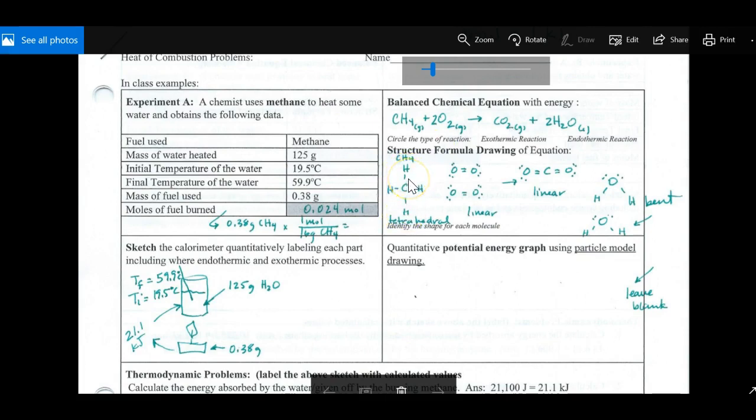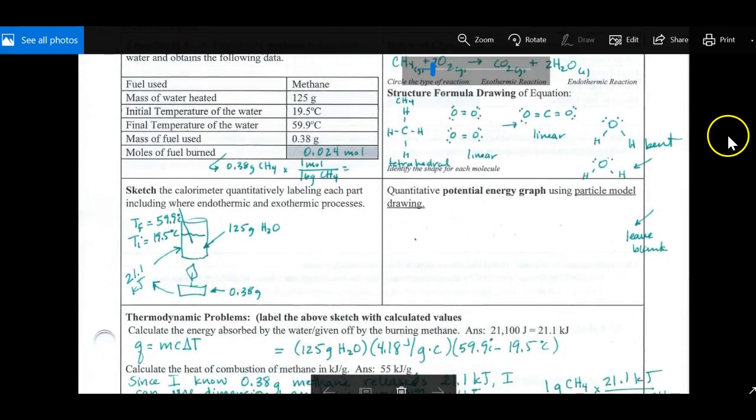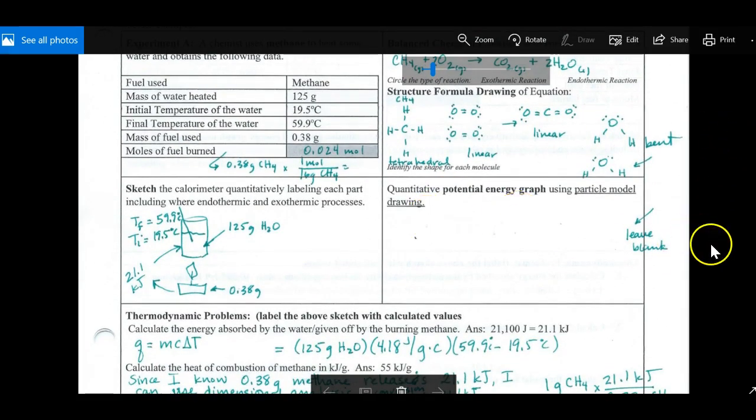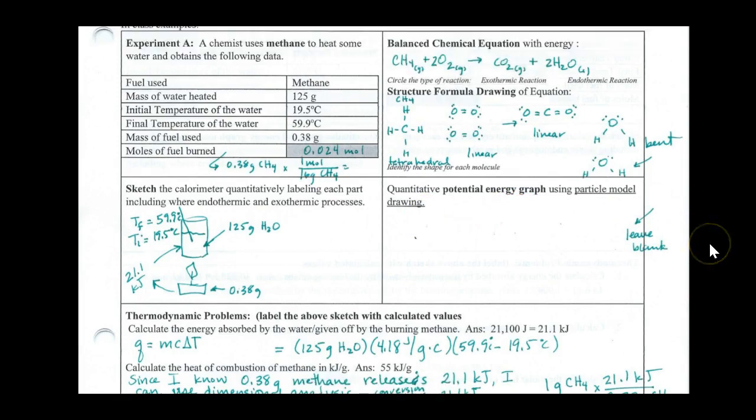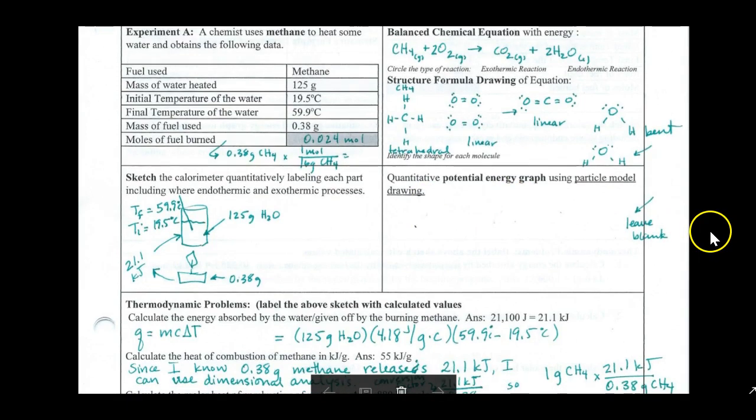So with that said, I want to do the structural formula. The structural formula is I have CH4 in a tetrahedral shape, then 2 oxygens in linear, carbon dioxide in linear, and then I have 2 bent oxygens. Potential energy graph, we'll work on that next class period, and so you can ignore those for right now.